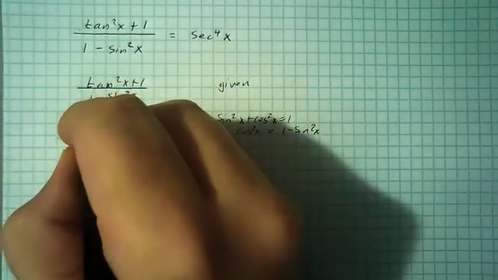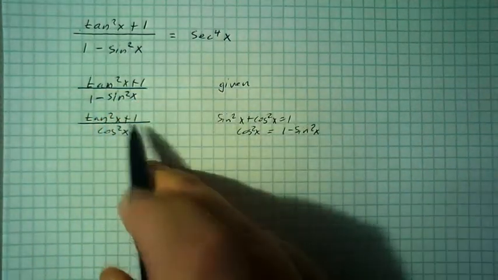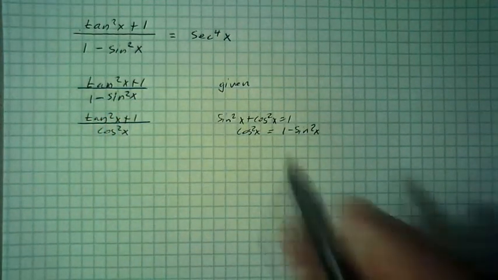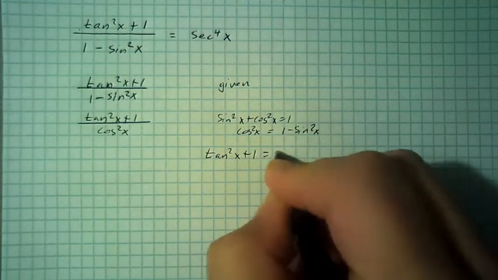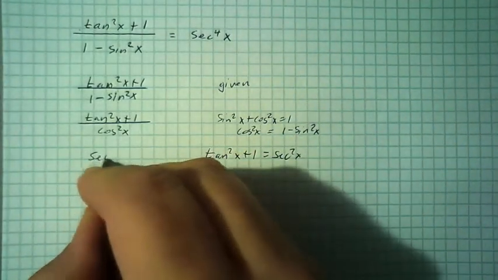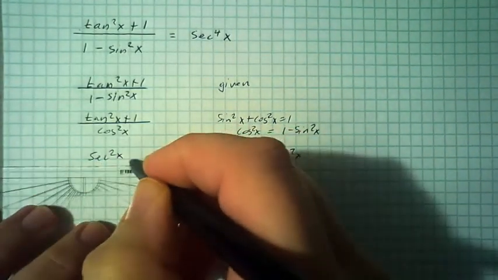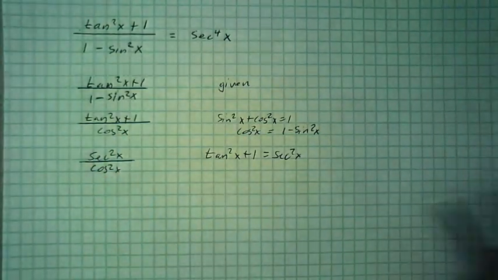Let me leave the top for now. One thing at a time. Then I'm going to do a Pythagorean identity on the top, because I happen to recognize that one. Tangent squared of x plus 1 equals secant squared x. So I'm going to do that substitution on the top. Top becomes secant squared. Bottom is cosine squared.